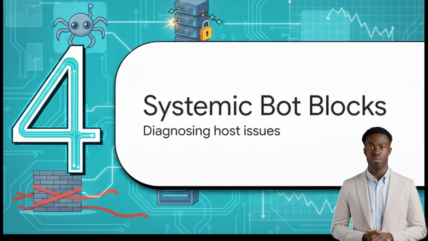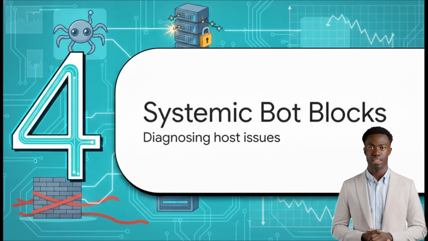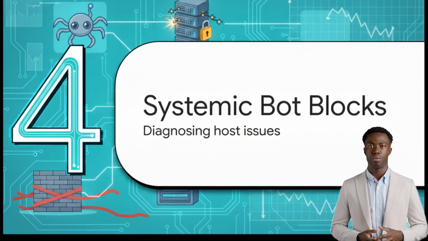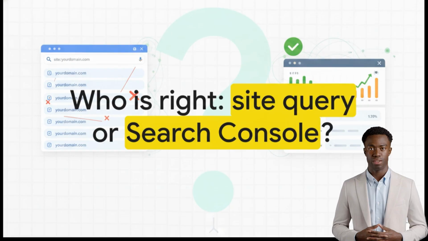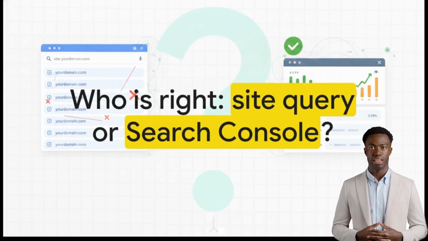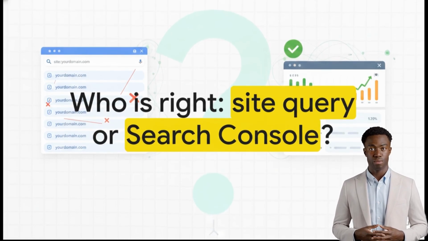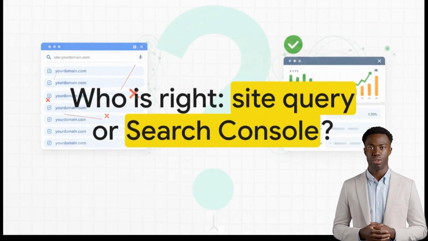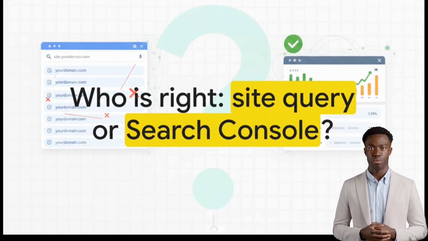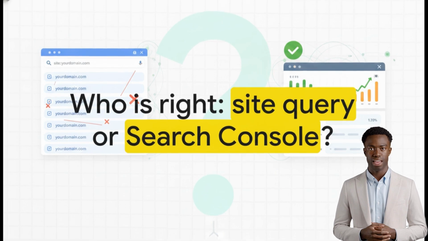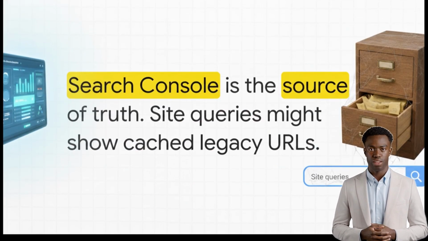Let's dive into section 4, systemic bot blocks, diagnosing host issues. Before we talk about bots, we really have to talk about the truth. Often people type site:yourdomain.com right into Google and they see all these old URLs popping up, completely contradicting what their Search Console is telling them. So who do you actually trust here? Your own two eyes on the Google search page or the back-end data? Always trust your Search Console data.